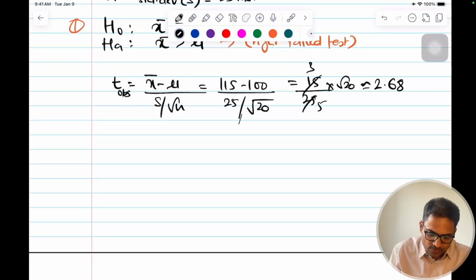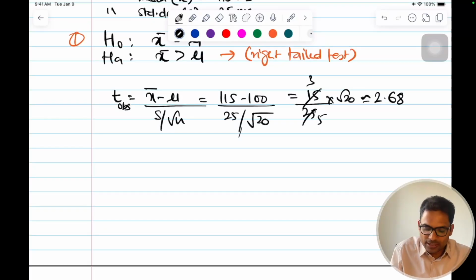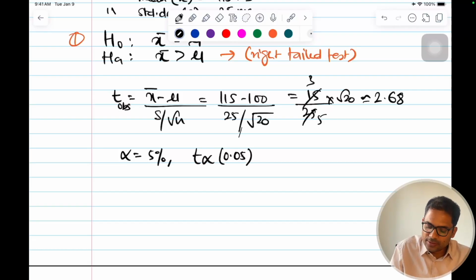Now we have to find, we have found the distribution is t distribution. We know that. And now we have to find what is the significance level. Let's say this. So say significance level is 5%. So you have to find the critical value t alpha for 0.05. That is your critical value.